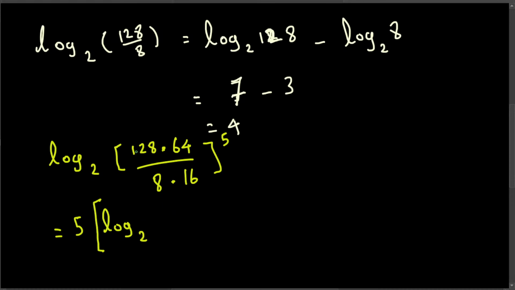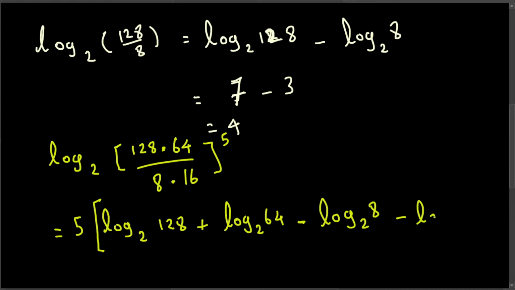Here we have a multiplication, so we put that one first, 128, and when we multiply two values, that's a plus when we take the logs separately. So log base 2 of 128 plus log base 2 of 64, and the next one is division, so we put a minus for that, log base 2 of 8, and then another division, that's 16, so minus log base 2 of 16. Now let's go ahead and simplify this one.